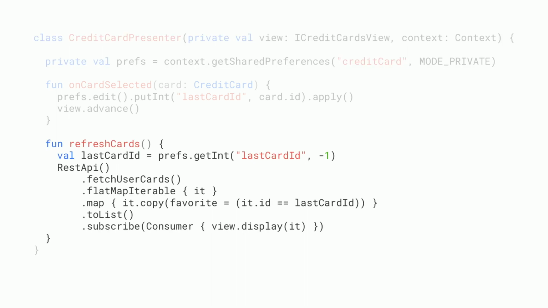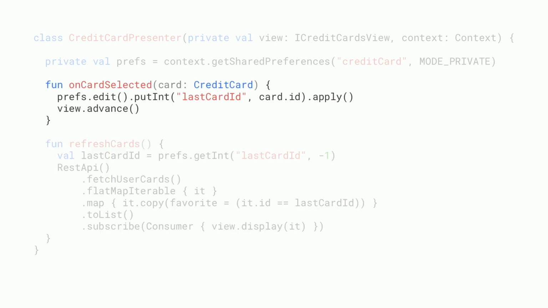So the first thing that happens is we call this refresh cards method. That figures out if we have a last card ID, and then it fetches all the cards from the network, figures out if one is the favorite and puts the star on it, and then sends that off to the view to be displayed. And then when a user interacts with these credit cards, a credit card is given to us as selected, we put that into our shared preferences, and then we advance somewhere in the application. So that's all of the code for this screen.